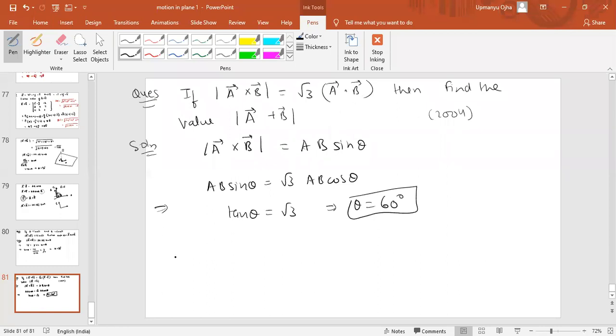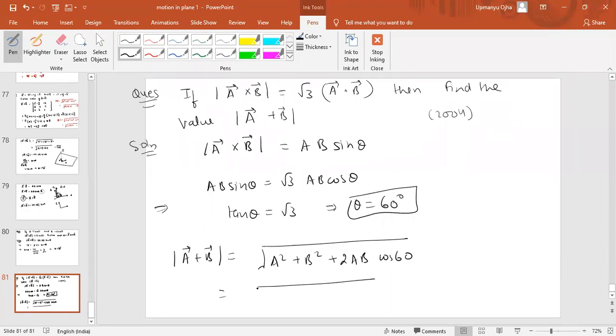So what is mod of A plus B vector? That is square root of A square plus B square plus 2AB cos 60. Okay. Cos 60 is half. So half and 2 will get cancelled out. So the answer for mod A plus B is square root of A square plus B square plus AB. Correct now? Okay. That is the answer for this problem.